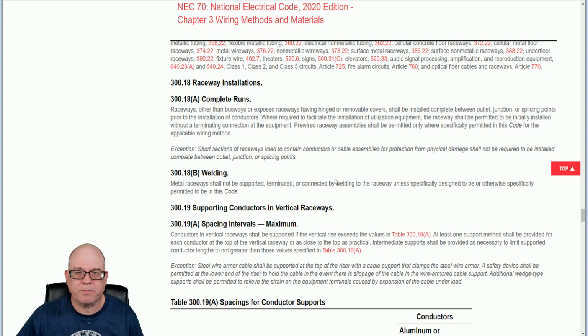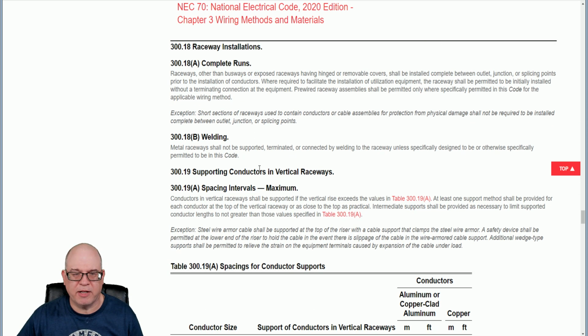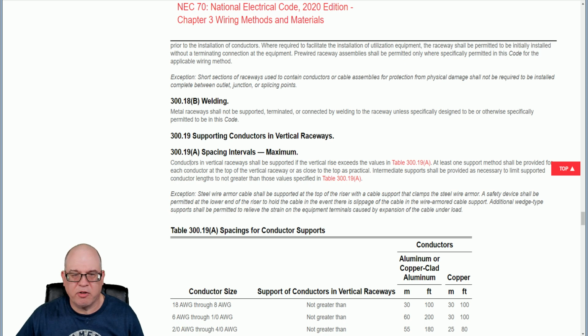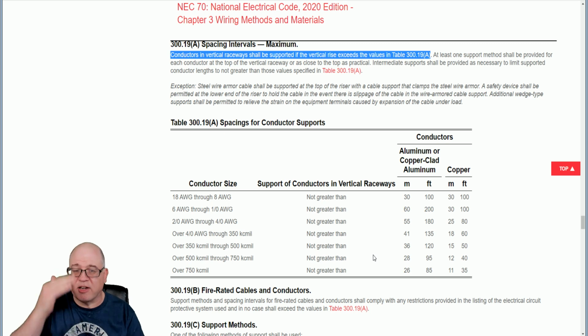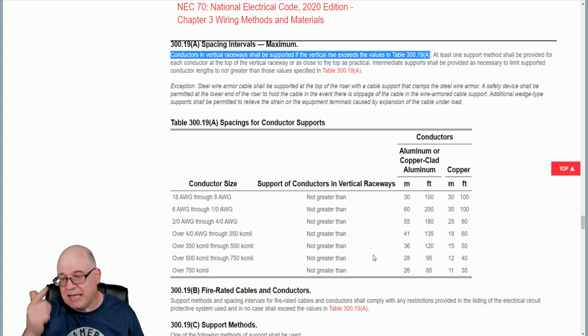Okay, so anyway, making sure you fully understand it, it says conductors in vertical runs shall be supported if the vertical rise exceeds the values in table 300.19(A). So that's the first trigger. I have a 60-foot run of 250 kcmil, then I need a support. Put a wedge at the top.